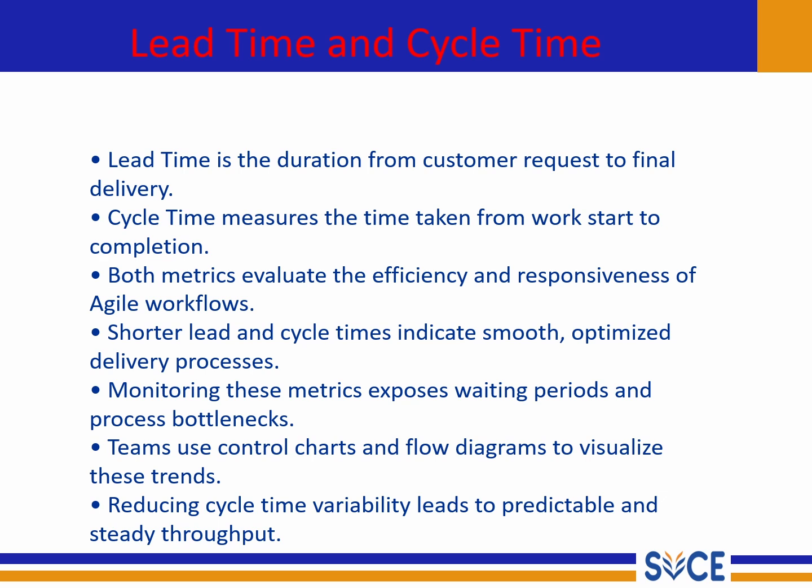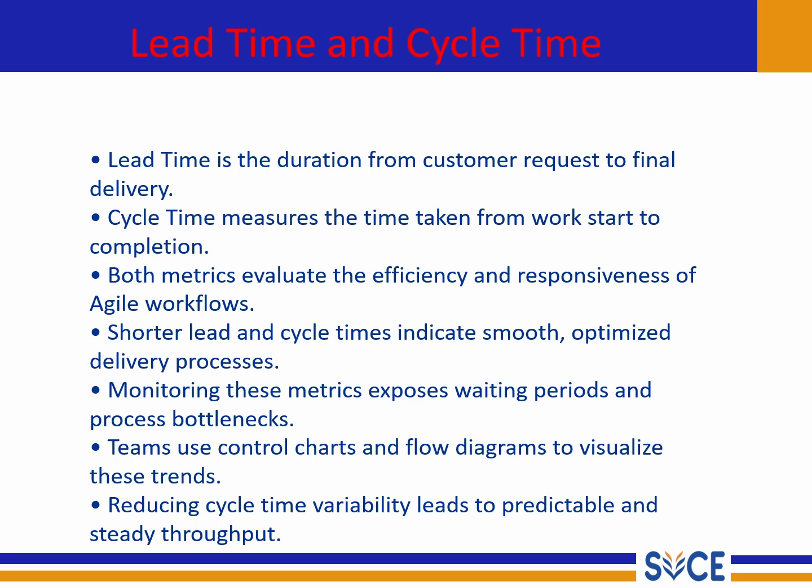And the next one is cycle time. It is a bit different. It measures how long it takes once the team actually starts working on a task until it's completed. So in our food example, the cycle time begins when the restaurant starts cooking and ends when the food is ready for delivery. Both of these metrics together show us how responsive and efficient our workflow is.